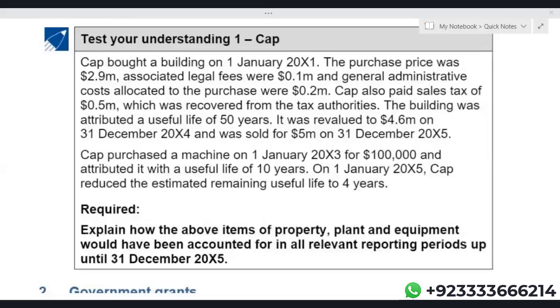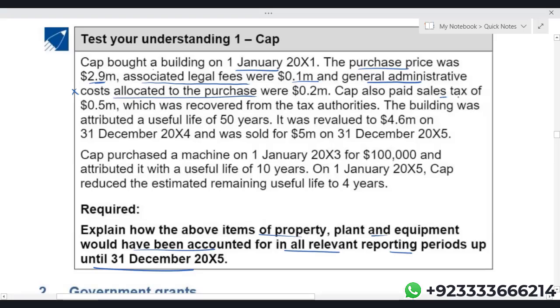Students, explain how the above items of property, plant, and equipment would have been accounted for in all relevant reporting periods up until December X5. CAP bought a building on 1st January X1. The purchase price was 2.9 million. Associated legal fees were 0.1 million. Can I say the 0.1 million will be capitalized? So basically your building has a 3 million cost. General administration costs allocated to the purchase were 0.2 million. Can I say 0.2 million will be expensed out? It cannot be capitalized. We have just discussed.